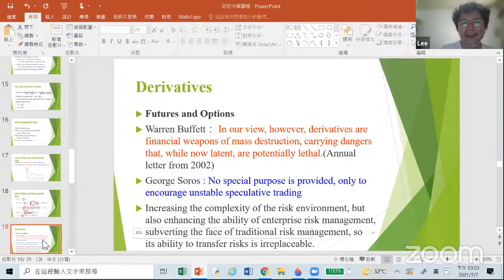For options, most of the time we use the Black-Scholes formula, and the delta and gamma are not easy to calculate. You need to use your computer to calculate the delta and gamma. So today I'm going to focus only on futures, how to use futures to hedge. Before this, maybe I'm going to give you a simple concept about futures and options.